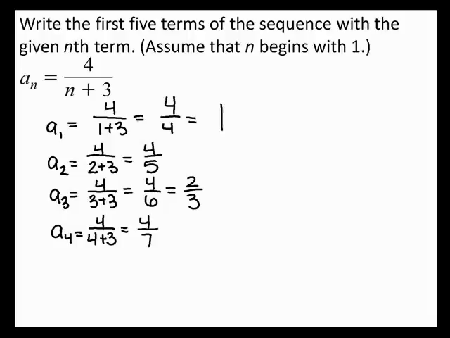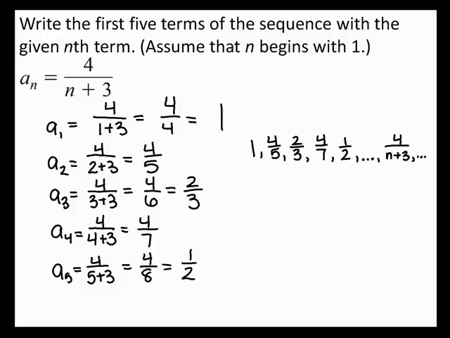Substitute 5 in for n. Simplify 5 plus 3. Simplify 4 divided by 8. You find that a sub 5 is equal to 1/2. The first 5 terms of the sequence are 1, 4/5, 2/3, 4/7, and 1/2.